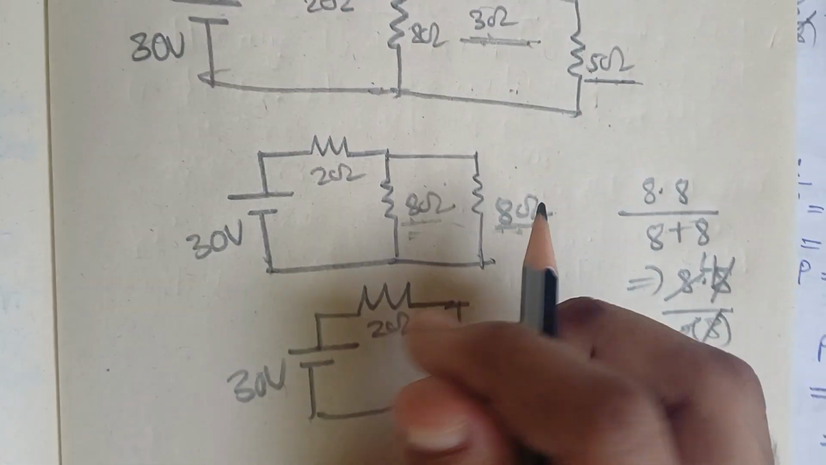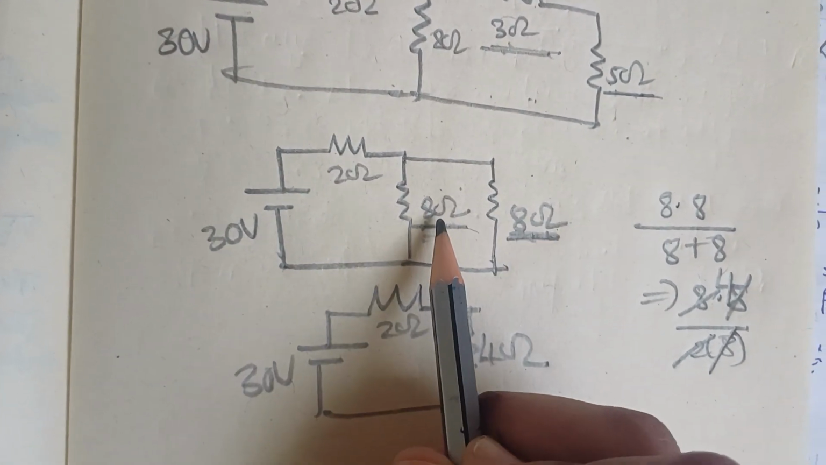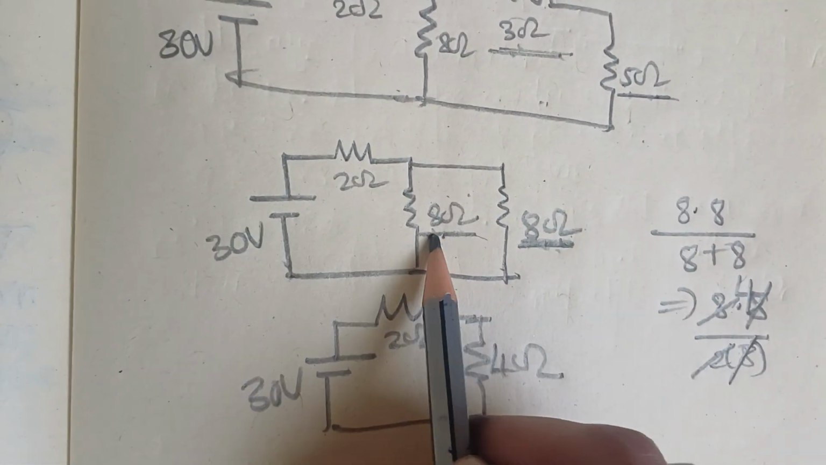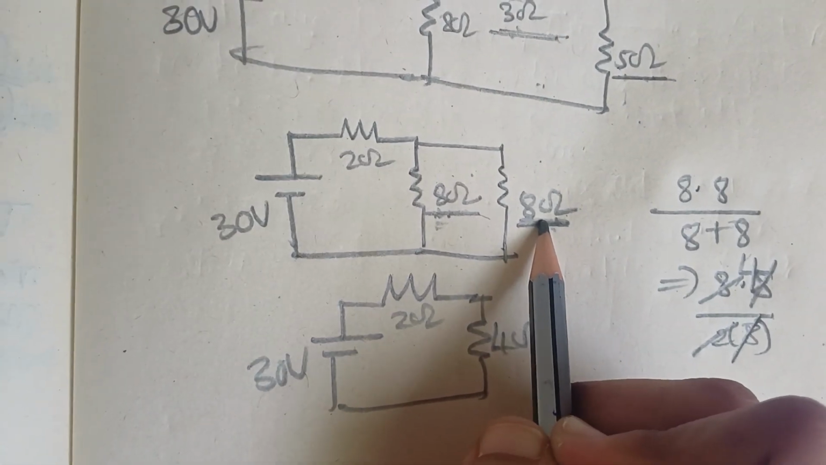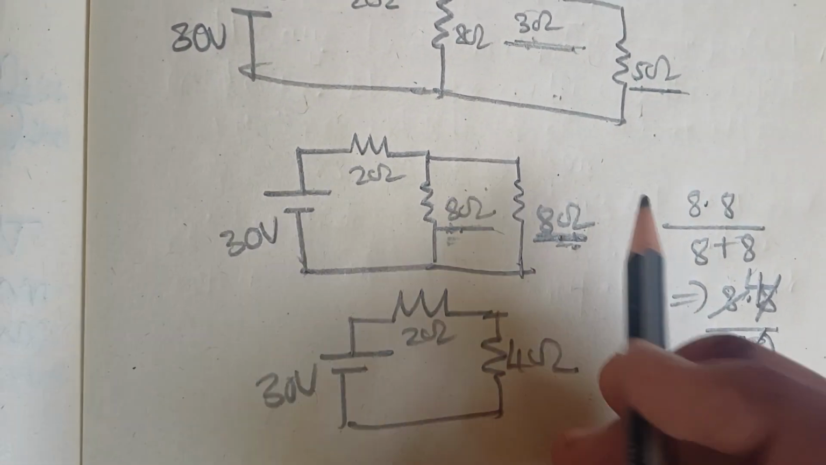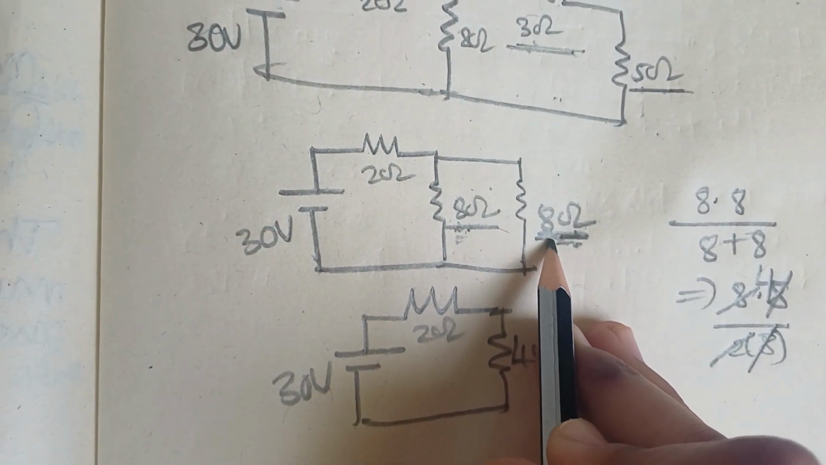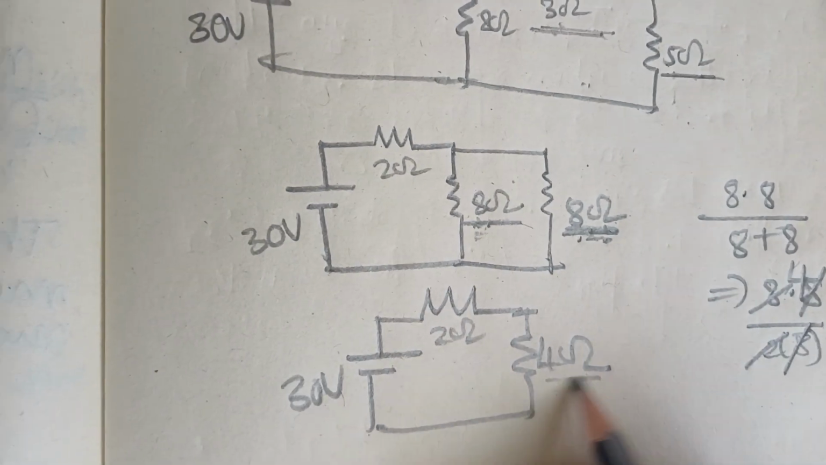Or else there is a simple shortcut to write this. Since the resistances are equal, whenever in parallel the resistances are equal, the effective resistance will be half of this resistance. That is, since here you have 8 ohm and 8 ohm, your effective resistance will be 8 by 2, which is nothing but 4 ohm.